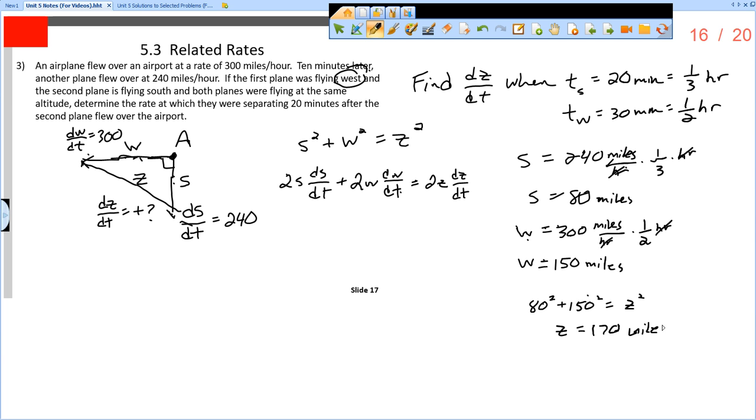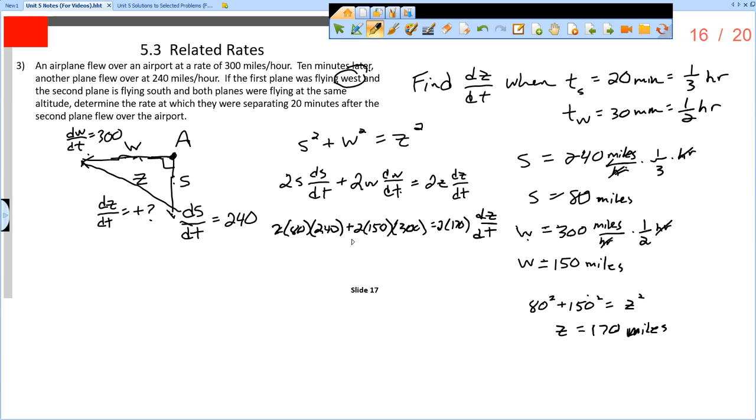And so now we can put in all of those known values and solve. All right, sorry about this. My pen does not seem to be working well right now. All right, so I'm going to plug in the known quantities. So 2 times s, and remember, s is 80, times ds/dt, which is 240, plus 2 times w, so 2 times 150 times dw/dt, which is 300. And then, of course, 2 times z, which is 170, times dz/dt. And now you'll see that we only have one variable left, dz/dt, that we want to solve for.